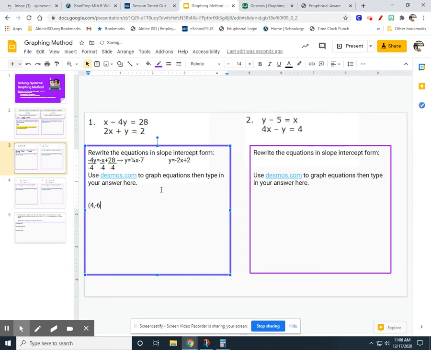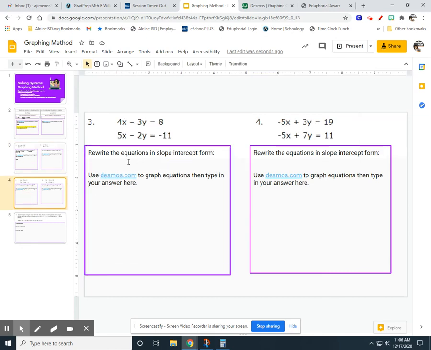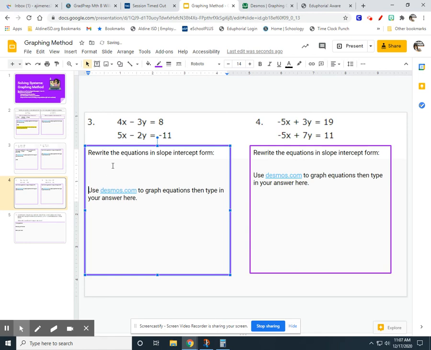4, -6 is my answer. All right, we do this one. Now we're going to do this. And we're going to need more space, so we'll have to do that in a little bit.